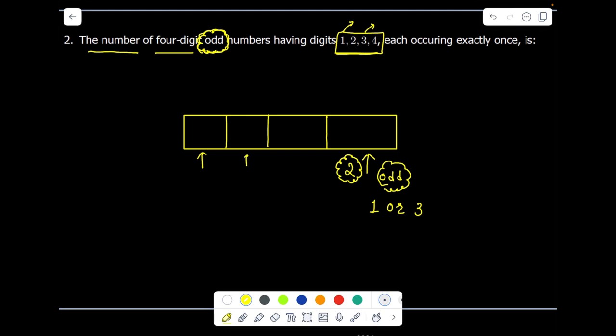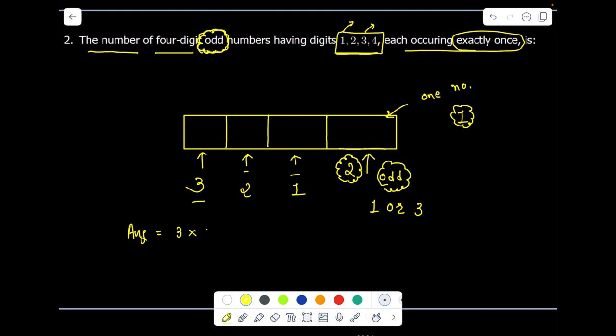Now remaining three places can be filled as, see, already you have taken one number here, and they are saying that each occurring exactly once. So if I am choosing, let's say, 1 here, so 1 cannot be part in the first place, second place or third place. So now you have three numbers left. So first place you can fill by three ways. Now already you have chosen two numbers, so remaining these two places can be filled by two ways and one way. So final answer is nothing but 3 into 2 into 1 into 2. So final answer is 12.